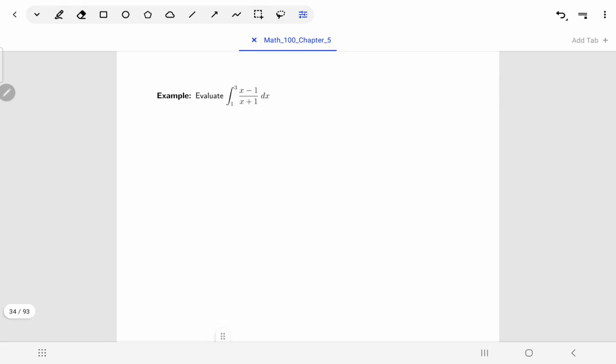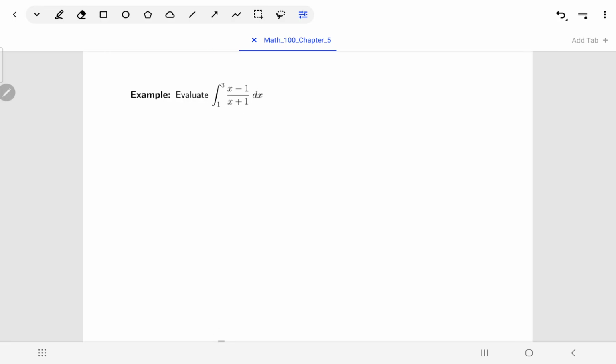Okay, let's do some definite integral time. I have a definite integral from 1 to 3 of this function. For sure, the discontinuity for this function is at -1, so I don't have to worry about does my integral exist or not. Yes, it certainly does. This function, x minus 1 over x plus 1, is nice and continuous.